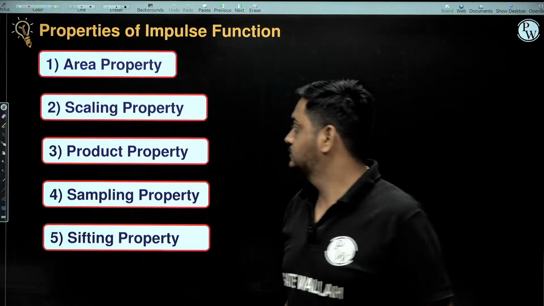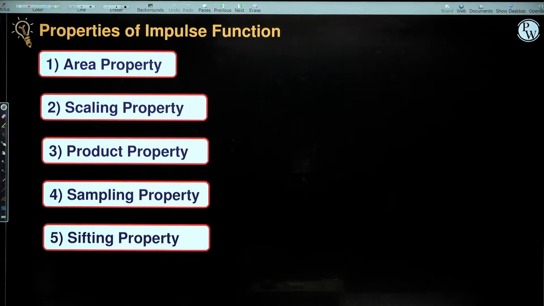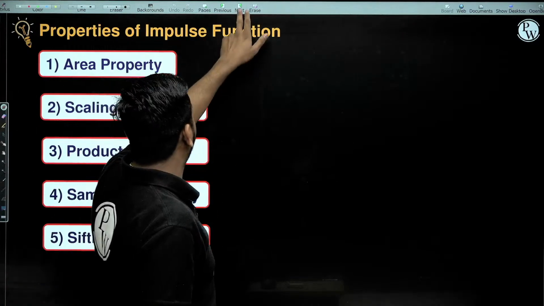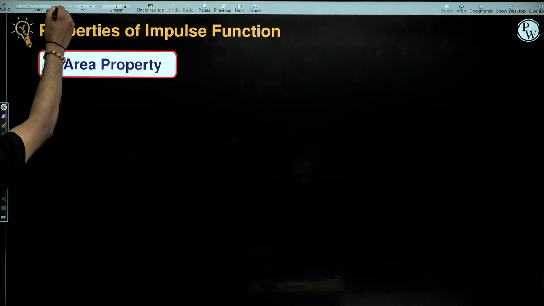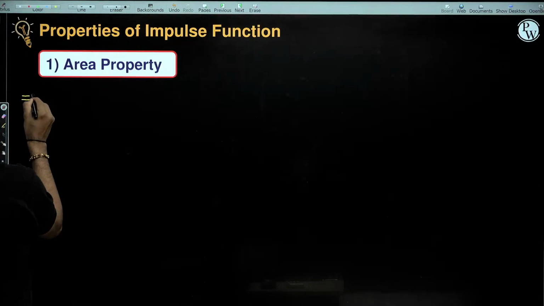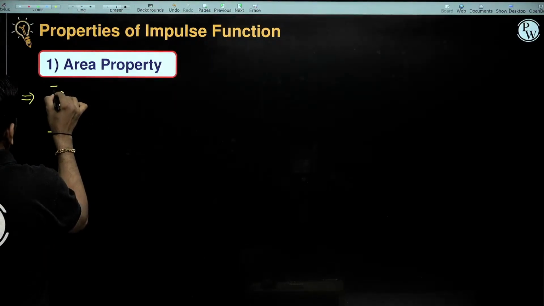Okay, so the first property is the area property, then scaling property, then product property, sampling property, and shifting property, guys. So let us start with the very first property, the area property. Now if you integrate this impulse function, the area under the impulse, integration from minus infinite.